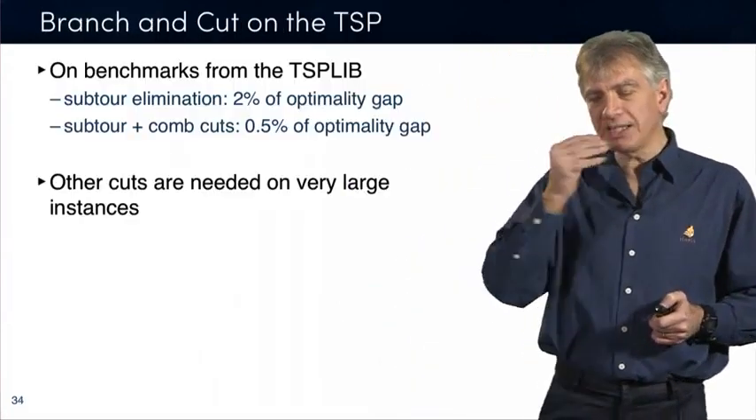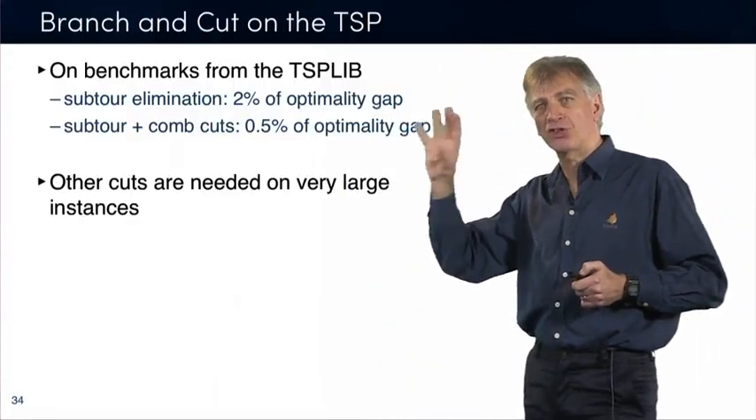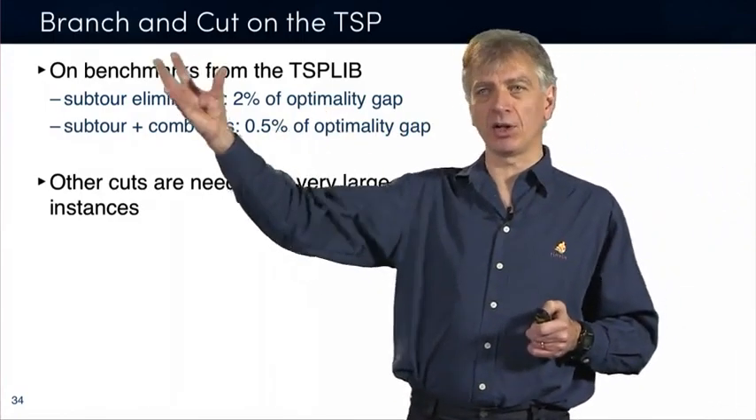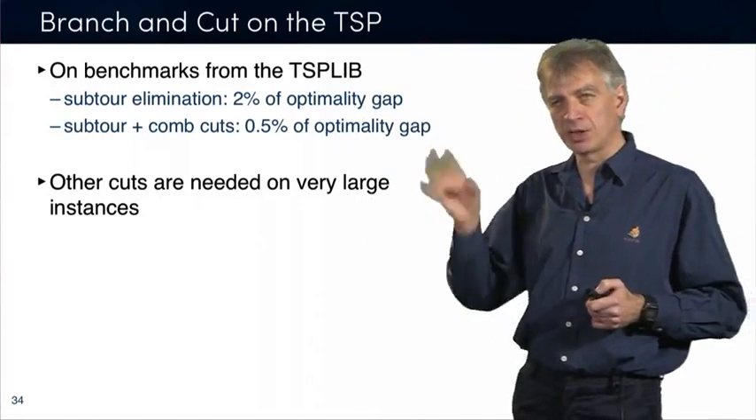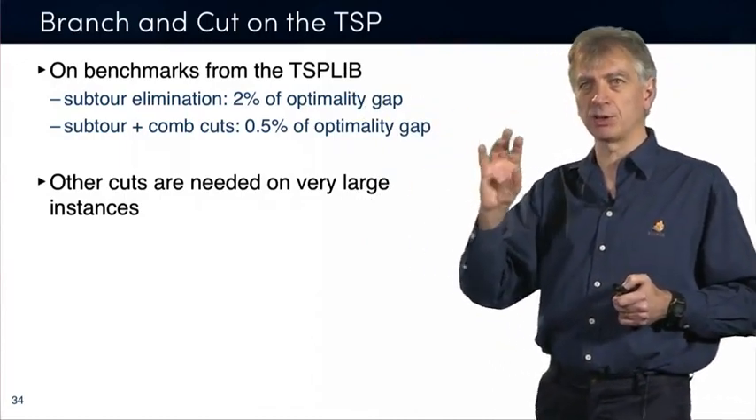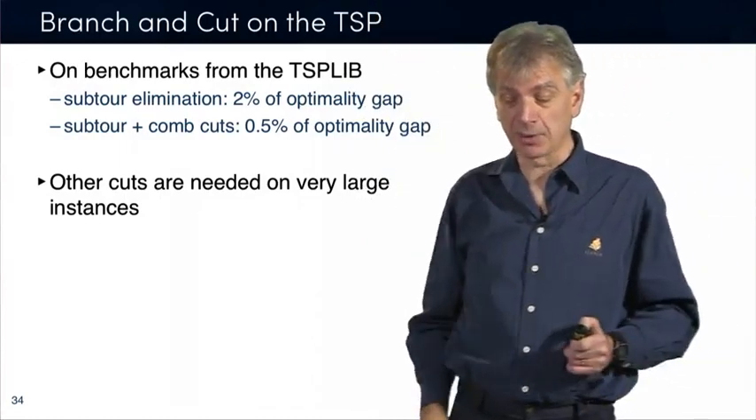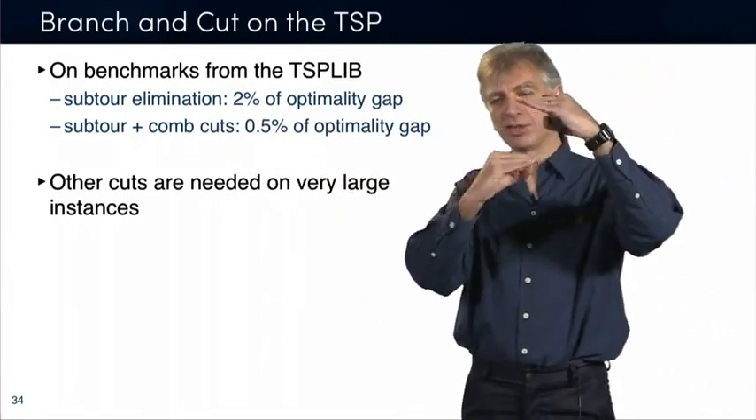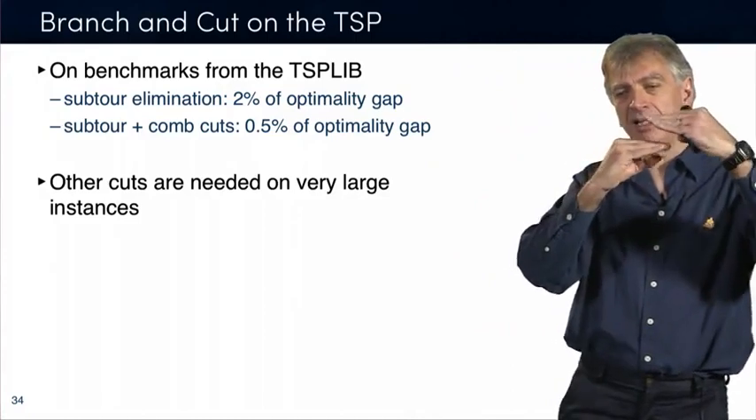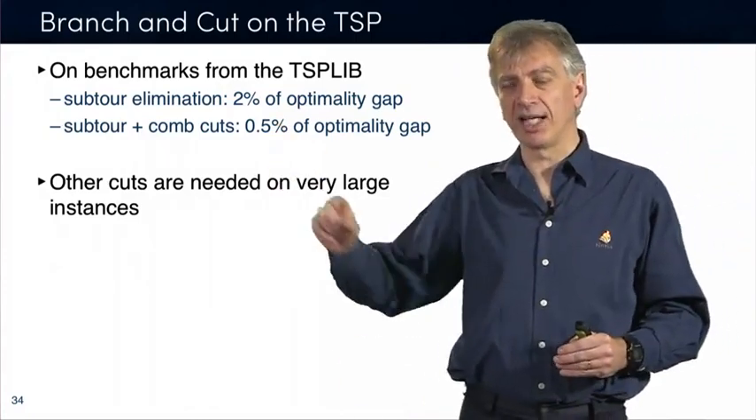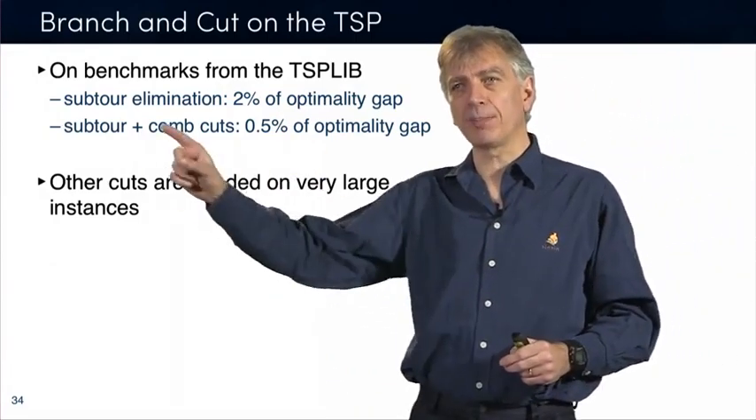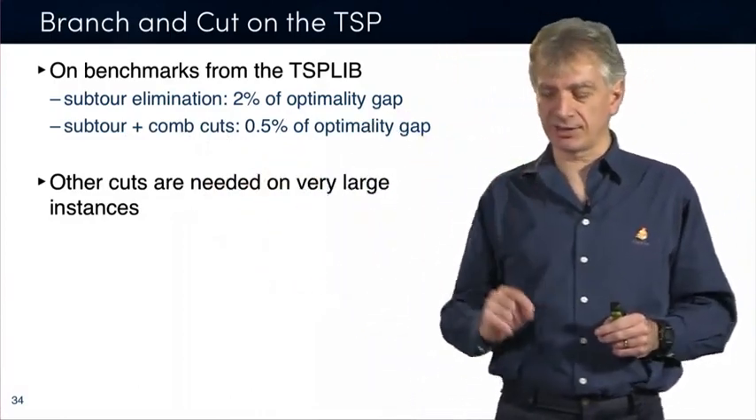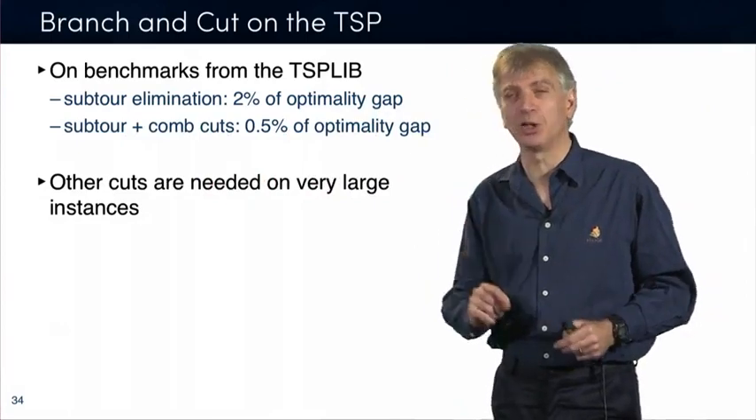Now I want to give you a perspective on how strong the relaxation becomes when you put these things in. When you put the subtour elimination constraints on the set of benchmarks of the TSPLIB, which has some really nice problems, which are not that easy, but some of them are really large, you come within 2% of the optimality gap. So the distance between the optimal solution and the linear relaxation is 2%. If you do the subtours and the combs, you get to 0.5% of the optimality, which is really, really good.